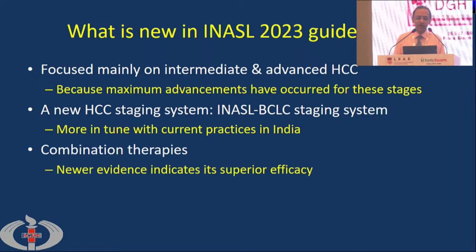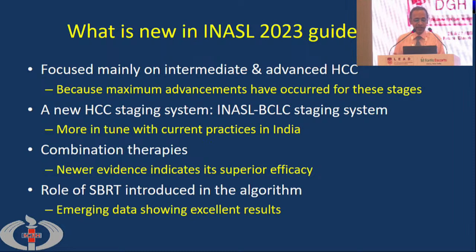in India. We have also focused on combination therapies, because now newer evidence points to superior efficacy of combining especially locoregional therapy with systemic therapy, in various combinations as neoadjuvant or adjuvant therapy. And then there's an increasing role of SBRT, which we have now introduced in the algorithm, because now the data shows that SBRT is a good therapy. And there are many other changes, but I'll focus mainly on some of these.